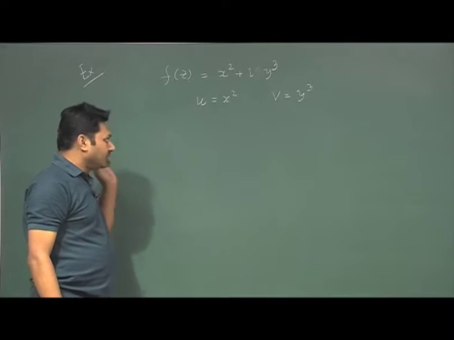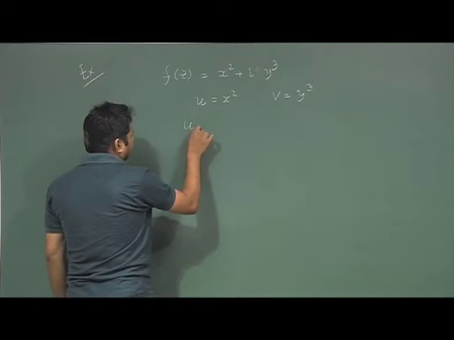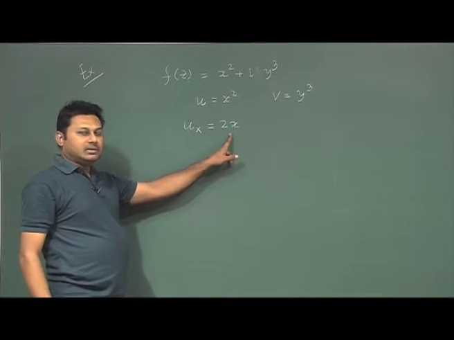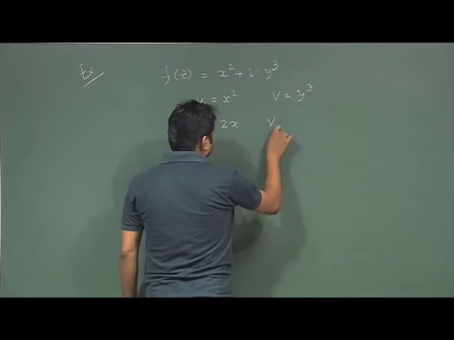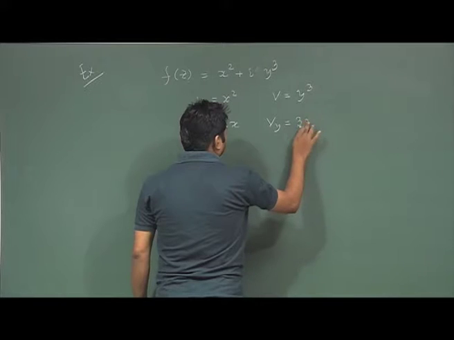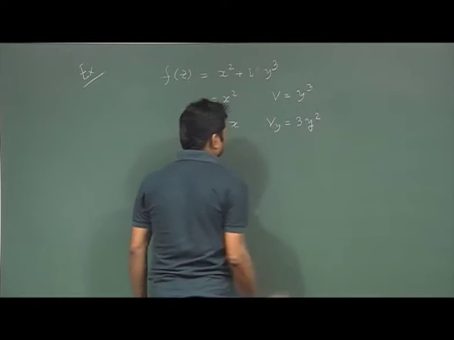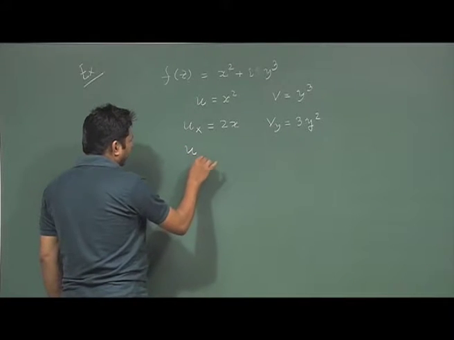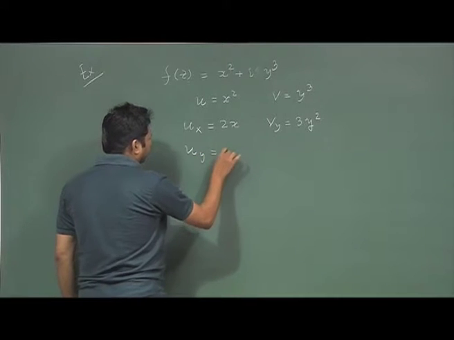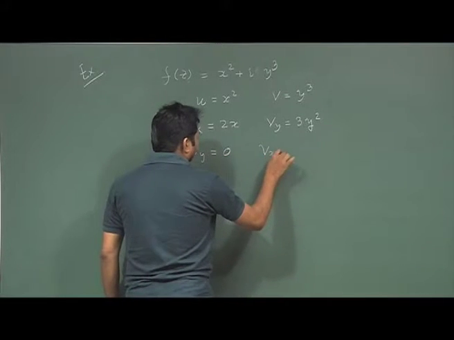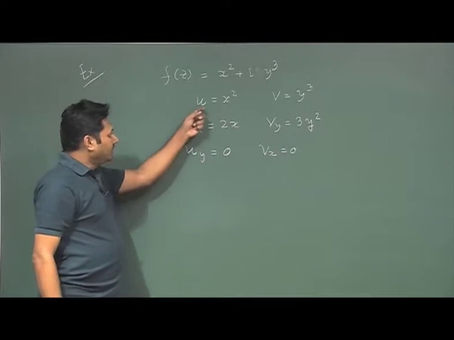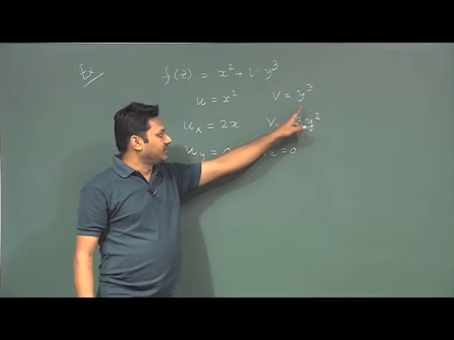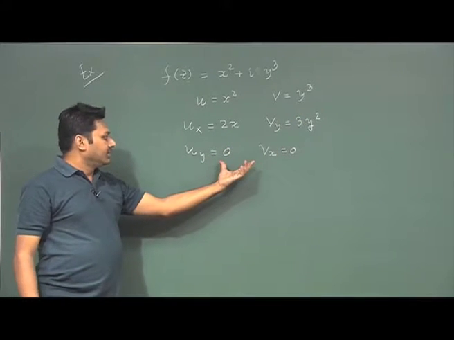This kind of example we also did in the last class, but let me do it once again. So, u_x is 2x and v_y is 3y square. This is one equation. Second equation is u_y is 0 and v_x is 0, because u is not an explicit function of y, so as v is also not an explicit function of x. So, that is why these things are the same, 0 and 0.